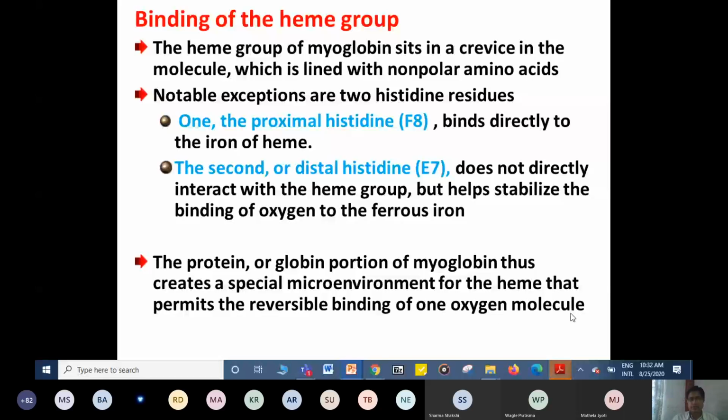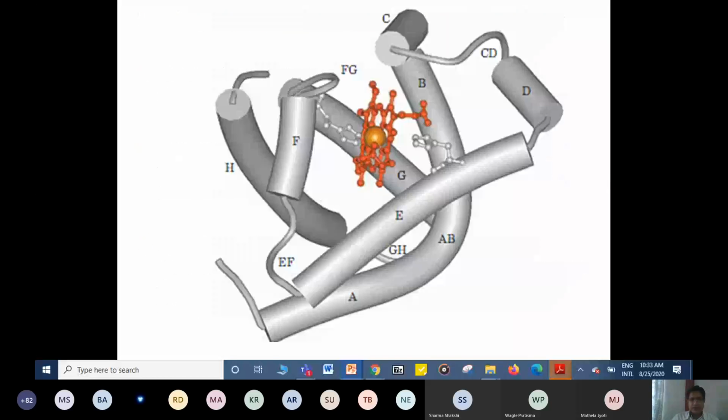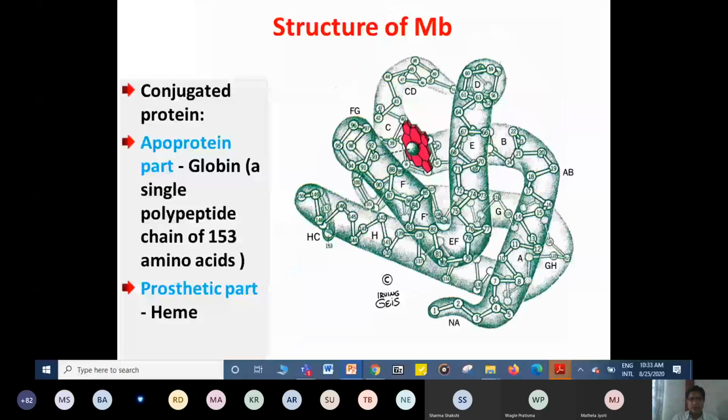We are talking about the myoglobin. It has one chain, one polypeptide chain. What was the amino acid count? 153. Okay, one.